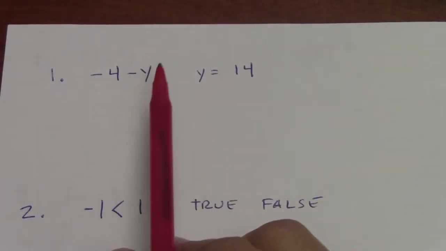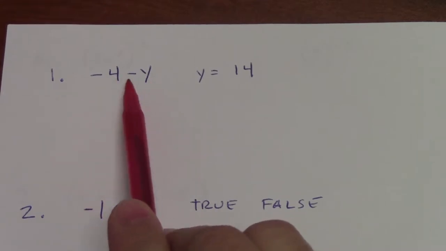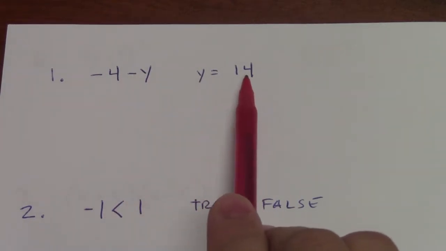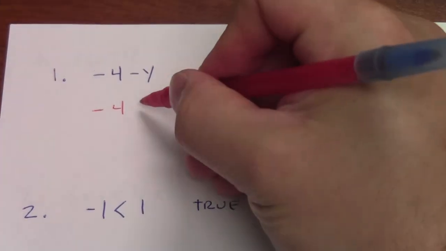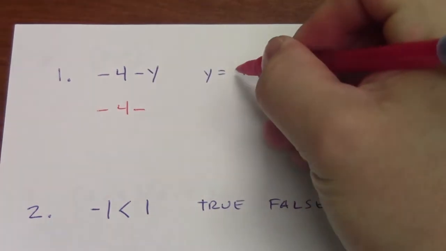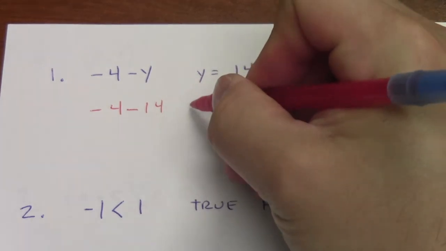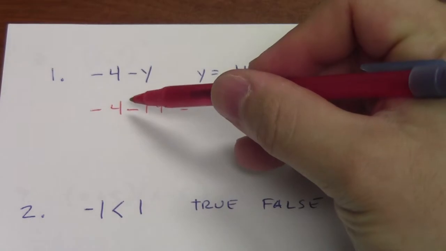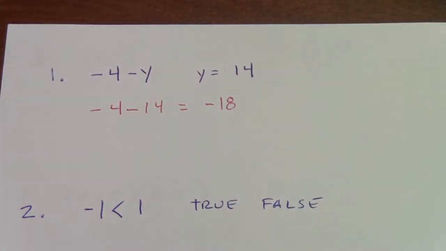So problem one, we have -4 minus y. All we have to do is figure out what this is going to equal. It tells us that y is 14, so I just rewrite the problem: -4 minus, because the minus is there, and then I plug in whatever y is equal to. So 14. All right, and my answer is -14 and -4 gives me -18. And that's all you have to do for those problems.